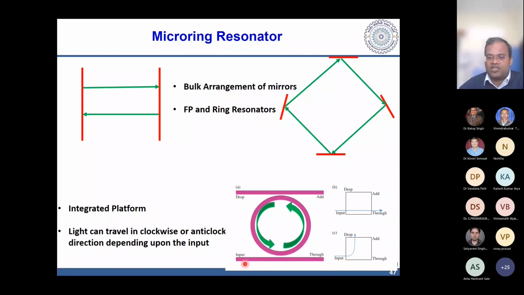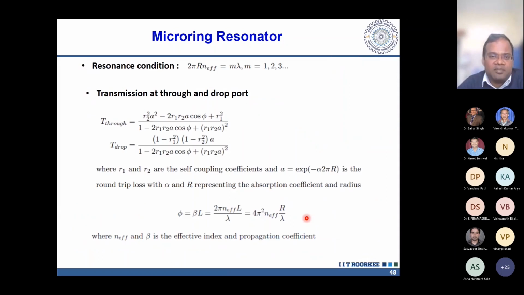Okay, so this is your input, this is through, and this is your drop, this is your add. Basically what you see here is the copy of this, but this is a bulk arrangement and this is your integrated silicon platform. So the light will couple, the light will resonate, when the resonance condition is satisfied.